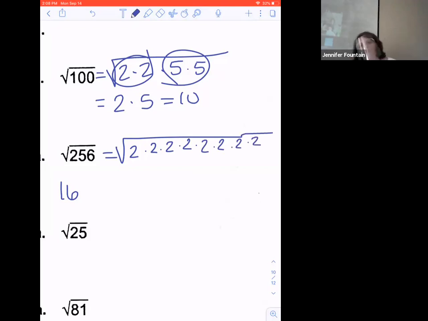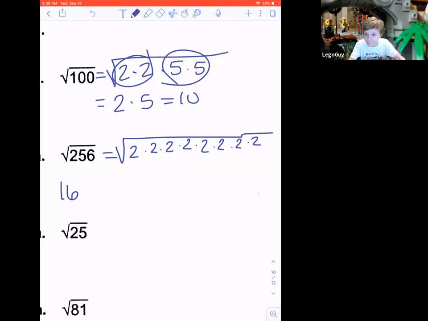I've got a whole bunch of 2's here. Okay, so what I want to do is make sure that I don't have too many and make sure that I have enough. So 2 times 2 is 4.